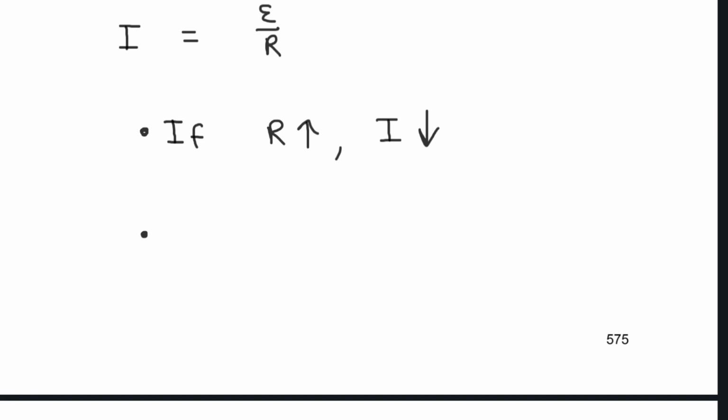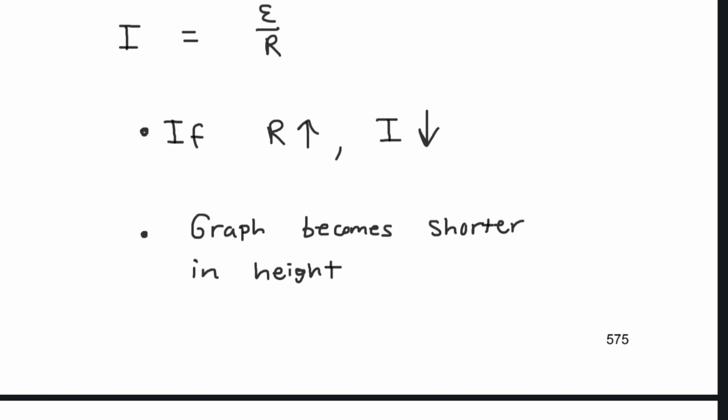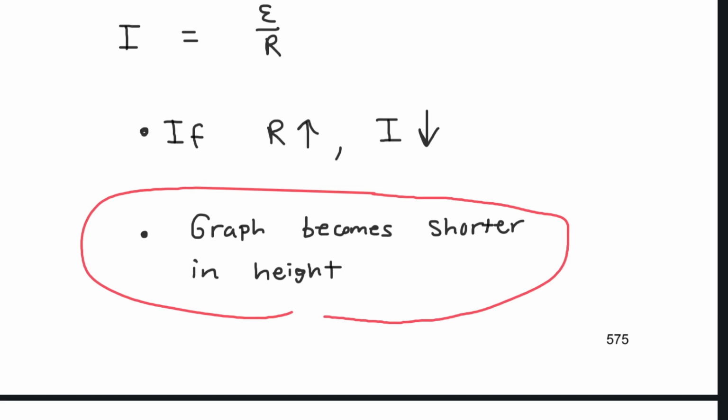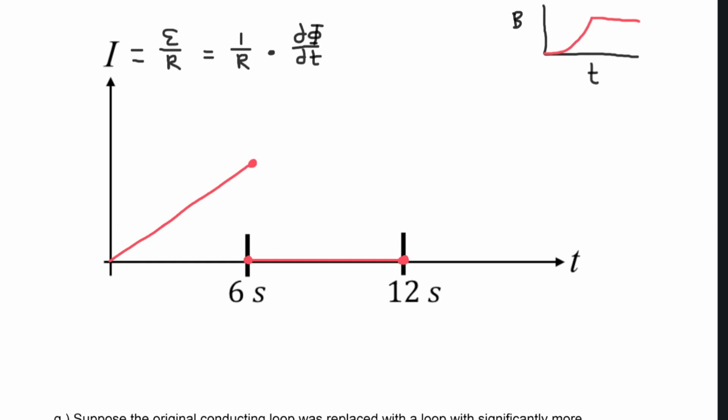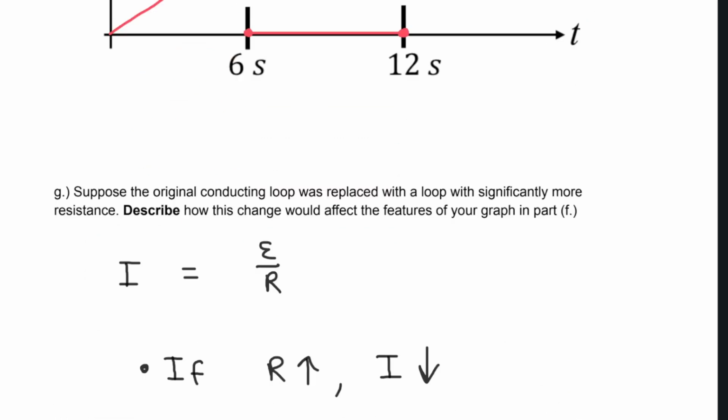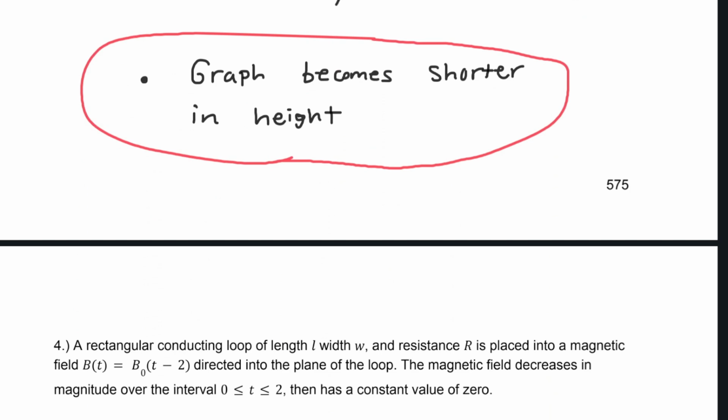So as such, the graph would just become shorter in height. So you'd have a lesser slope. You'd have a lesser slope of your graph because your maximum current would be decreased. And there would be a linear relationship.